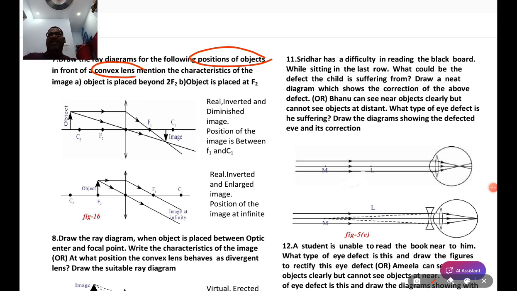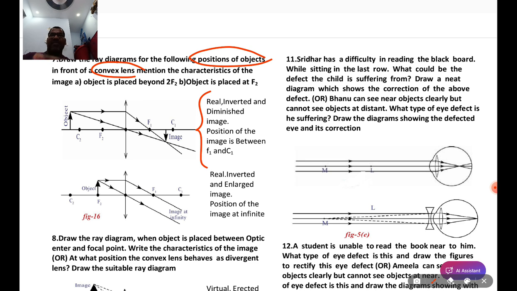The same type of lens only you should draw. Remember very carefully, don't get confused about the type of lens you're drawing. Whatever they are asking in the question, whether convex or concave, that diagram only you should draw. And even though they are not asking for the type of image or characteristics of the image, please write the characteristics of the image. It's very clearly given in the instructions.